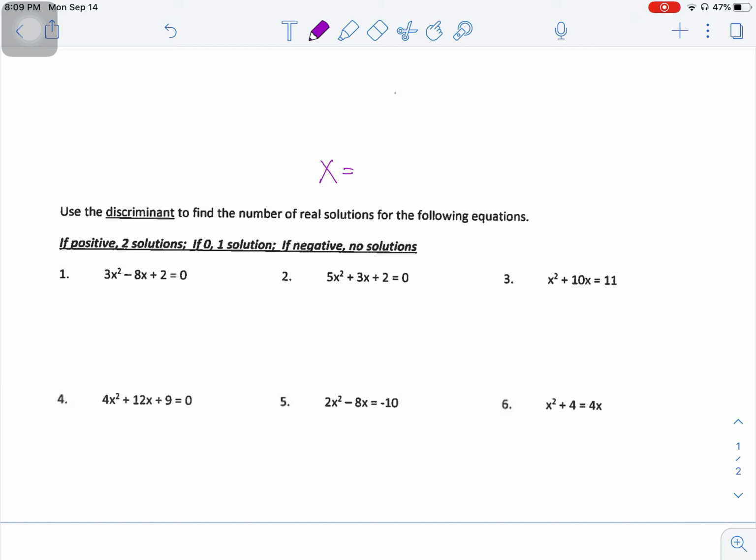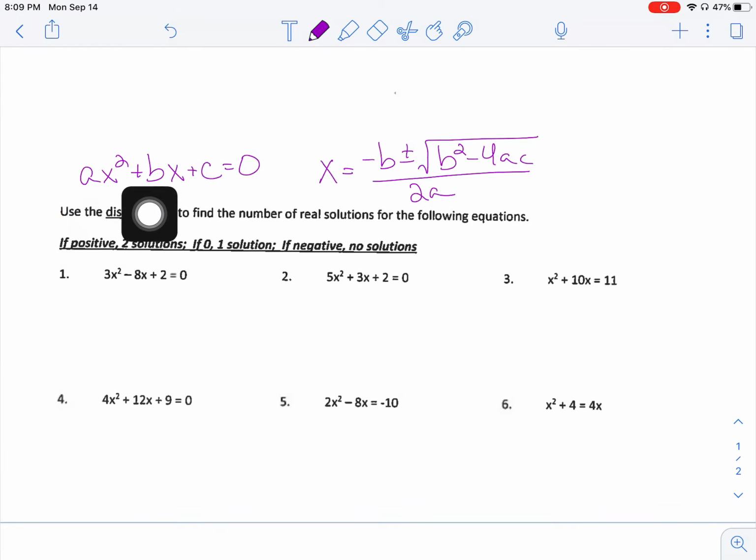It's x is equal to the opposite of b plus or minus the square root of b squared minus 4ac, all over 2a, and this is used to solve quadratic equations that are in standard form. So a little reminder about standard form: ax squared plus bx plus c is equal to 0. What you notice is that all of these pieces, the a, b, and c, are what end up inside of the quadratic formula when we actually solve for x.